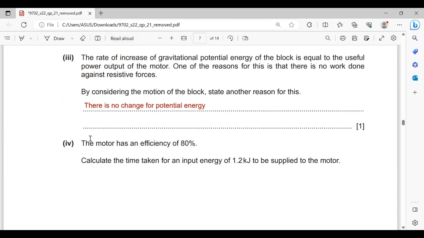Okay, let's see. Calculate the power input. Power input is 56 over 0.8, equal 70 watts. Okay, and then the time taken.